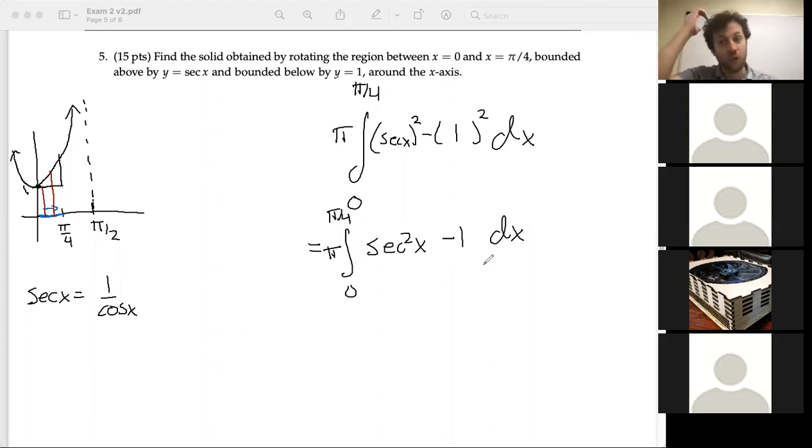Which is, for this problem, the hardest part. When you choose the big R of x, how come it's not secant x plus 1?